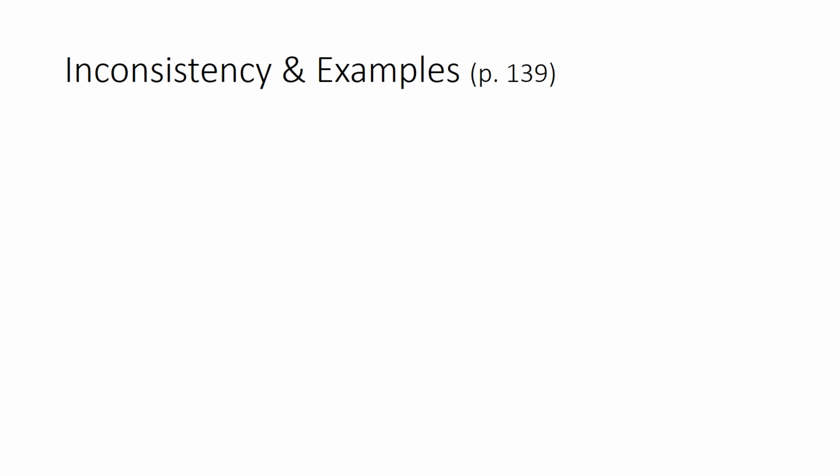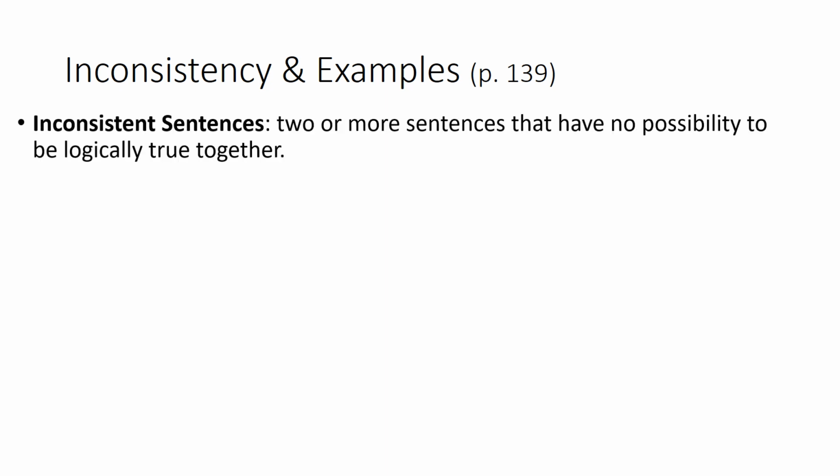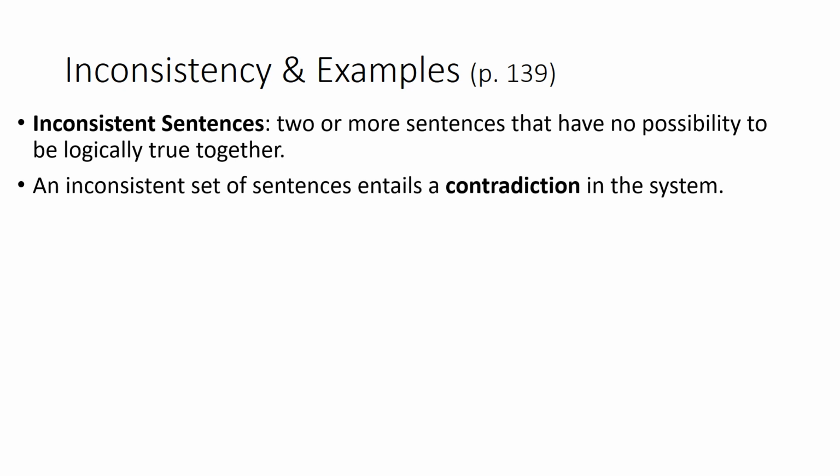Moreover, you may have a set of premises. You have multiple sentences, and it may turn out that each individual premise, when analyzed all alone, isn't contradictive. Nevertheless, together that set of premises does entail, by logical inference, by a valid argument, a contradiction. In such a case, the set of premises would then be inconsistent. So an inconsistent set of sentences, you have two or more sentences that have no possibility to be logically true together. And such an inconsistent set of sentences entails a contradiction in the system. That is, you can logically derive validly a contradiction of the form, the conjunction P and not P.